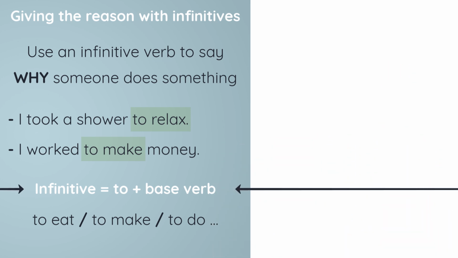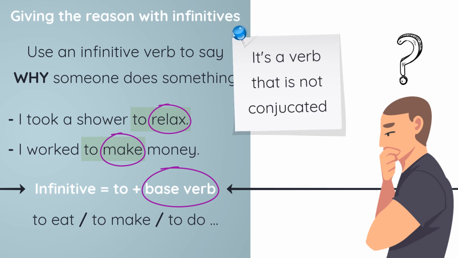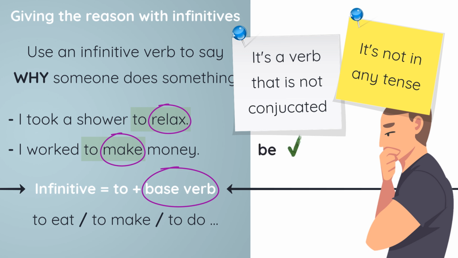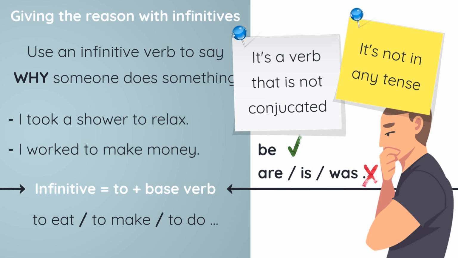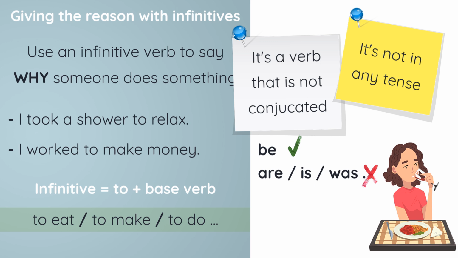So an infinitive is when you have the preposition to plus the base verb. So what's the base verb? It means it's a verb that's not conjugated. It's not in any tense. So for example, to be is an infinitive verb. Are, is, was. Those are not the infinitive verb. To be is the infinitive verb. I have some other examples here. To eat, to make, to do. So an infinitive verb is the verb before you conjugate it. And again, it has that preposition to.